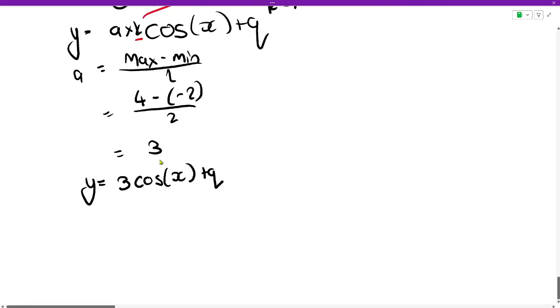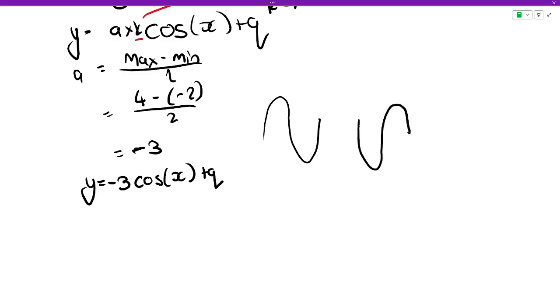Therefore, a has to be negative because the graph is flipped. Because a cos graph does not look like this. A cos graph will look like this here. A sine goes up then down. However, inverted sine goes down then up. The only difference between inverted sine and a normal cos graph is where it hits 0. It will be on different points.